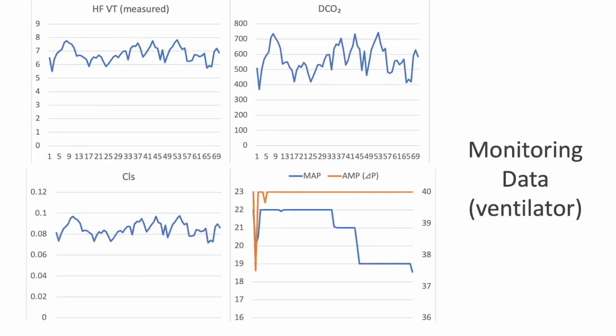This is the actual monitoring data of the baby. 17 hours after starting HFO, tidal volume has been increasing gradually, and DCO2 increased as well. Compliance also has been increasing. Let's analyze the monitoring data in the areas highlighted in red.